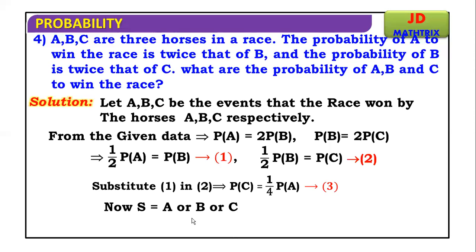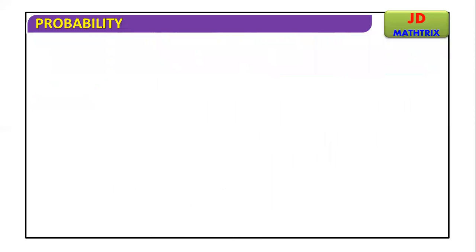Therefore, S is equal to A or B or C, that means A union B union C. Then P of S is equal to P of A union B union C. But P of S is always 1, that means the probability of the sample space is always 1. Since A, B, C are mutually exclusive events, the union probability is equal to the sum of their probabilities. That is P of A plus P of B plus P of C is equal to 1.